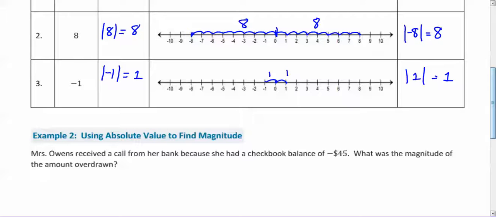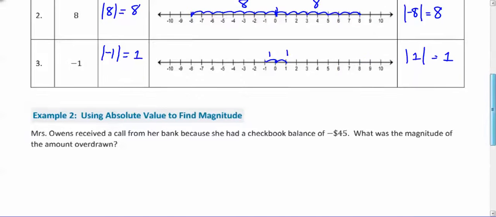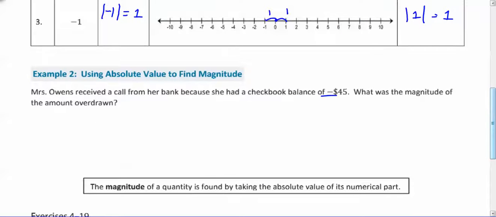Anyway, we're going to go to example 2. It says, Mrs. Owens received a call from her bank because she had a checkbook balance of -$45. What was the magnitude of the amount overdrawn? What's it asking for? The absolute value. Very good, because magnitude and absolute value mean the same thing. So the absolute value of -$45 equals 45.